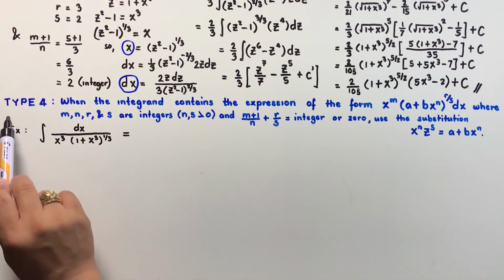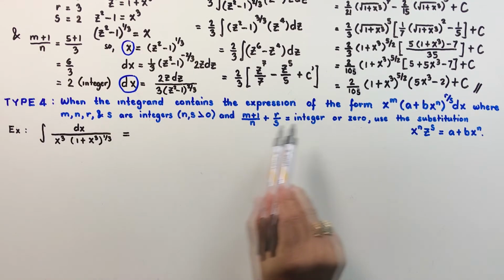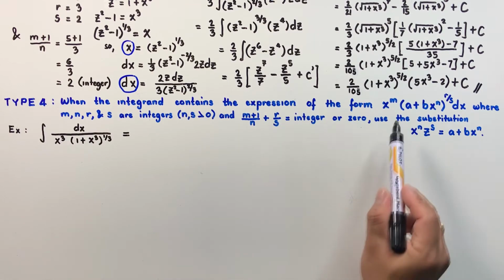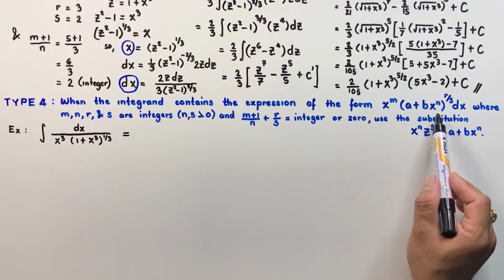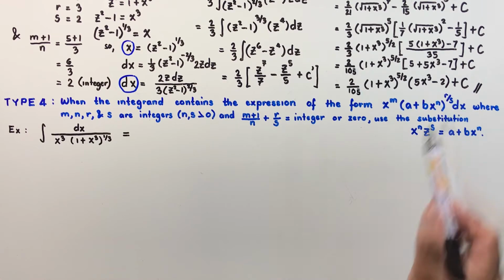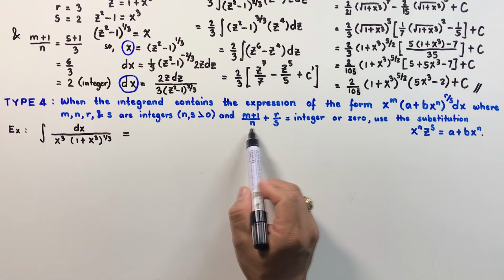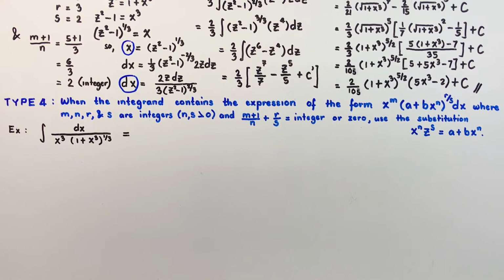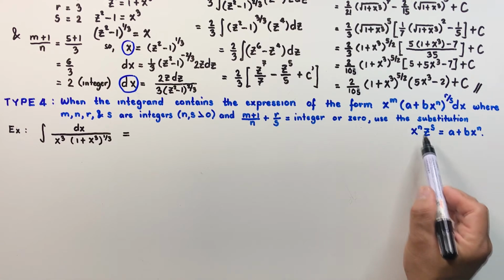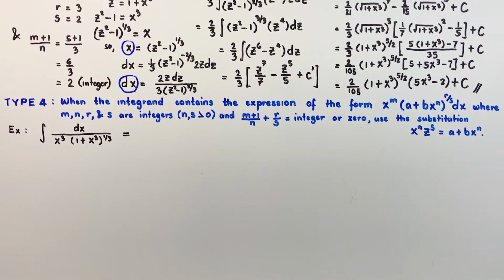So now let's proceed to our type 4. When the integrand contains the expression of the form x to the power m times (a plus bx to the power n) quantity raised to the exponent r over s dx, where m, n, r, and s are integers and n and s are positive integers, as well as (m plus 1) over n plus r over s is an integer or 0, then we use the substitution of x to the power n times z to the power s, which is equal to a plus bx to the power n.